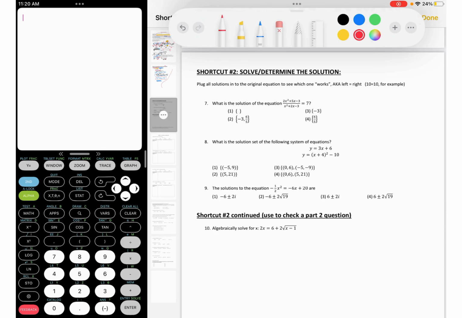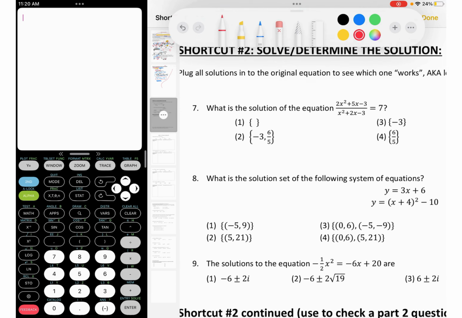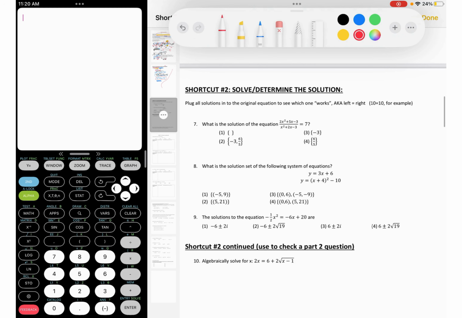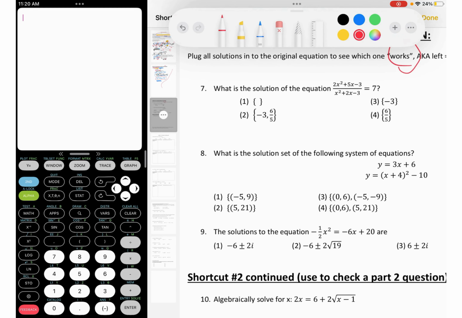If you are solving something, multiple choice or a part 2 type of question, you can take the answers, plug them into your original equation to see if they work. So I'm just going to jump right into an example to show you, and especially when it works, you'll see what I mean when I show in the example. So number 7, what is the solution of the equation?